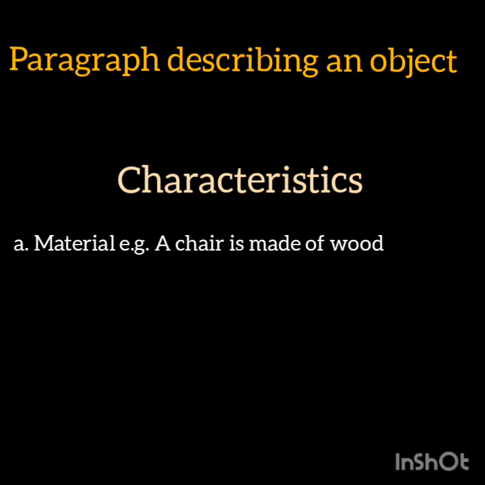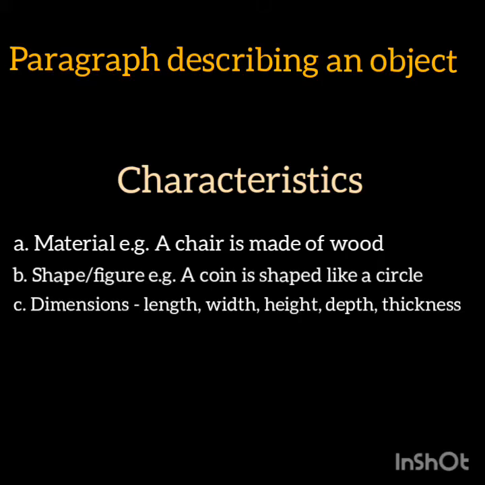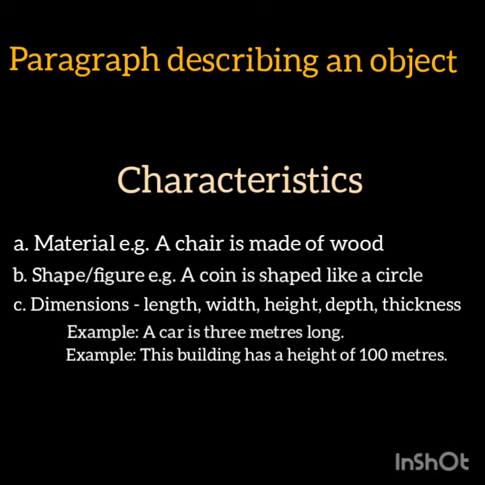Characteristic number 2, the shape or the figure. A coin is shaped like a circle, or a coin is circular in shape. Characteristic number 3, dimensions. Talk about the length, the width, the height, the depth, and thickness of that particular object. You can say a car is 3 meters long. This building has a height of 100 meters.